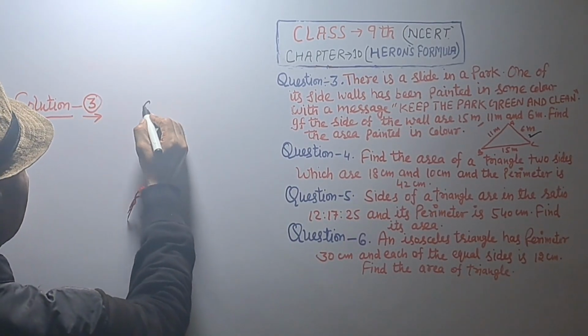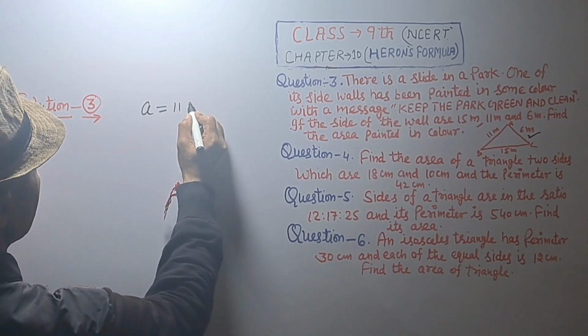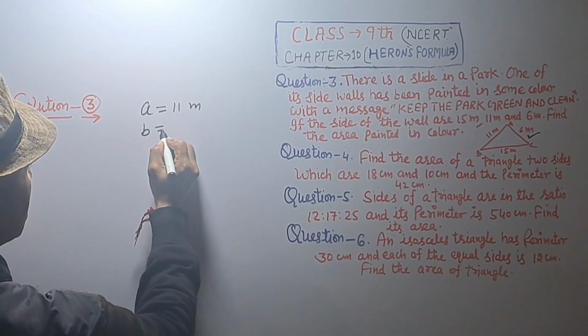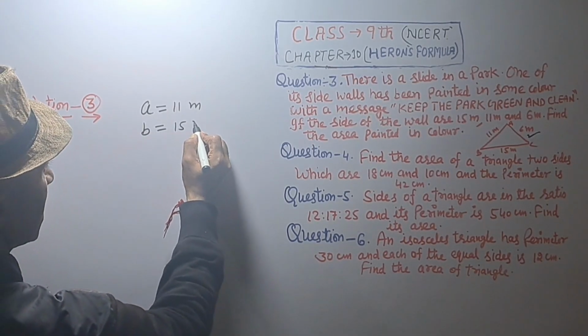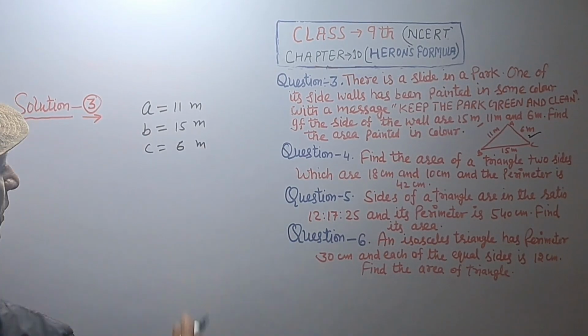Solution: let A is equal to 11 meter, B is equal to 15 meter and C is equal to 6 meter.